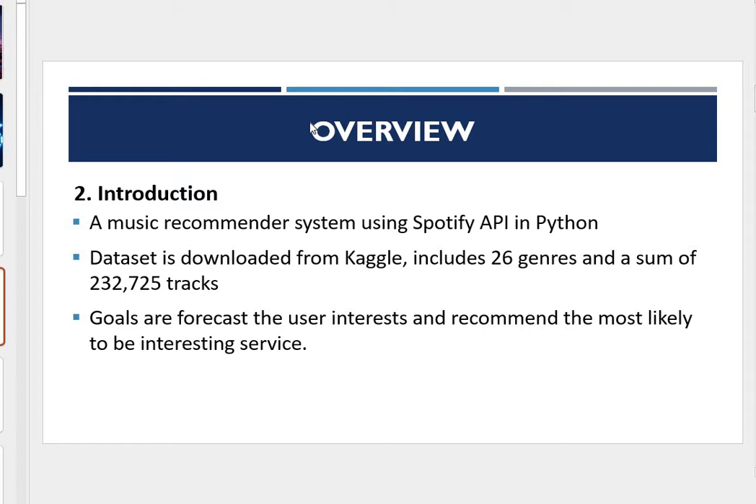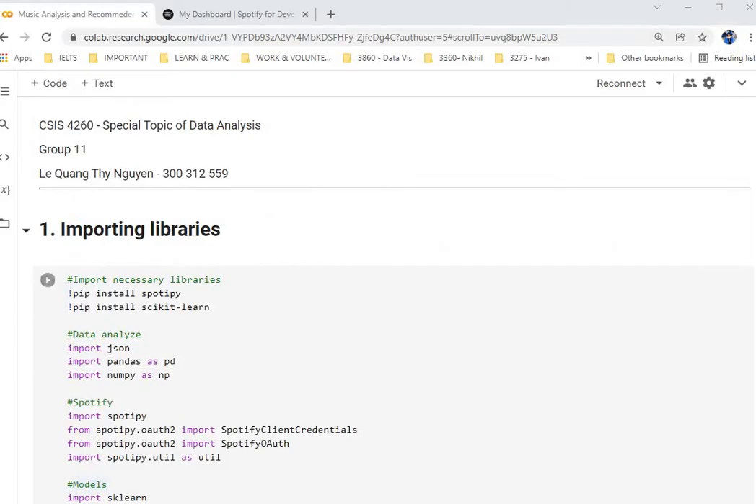My data source is from Kaggle, which includes 26 genres and a total of more than 200,700 tracks, to forecast the user's interest and recommend the service most likely to be interesting.